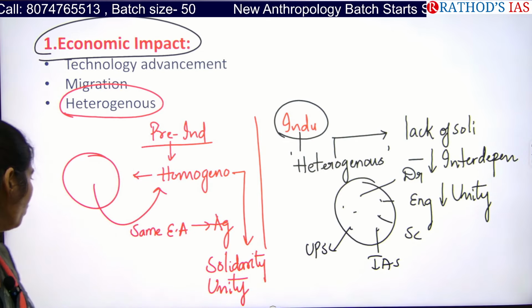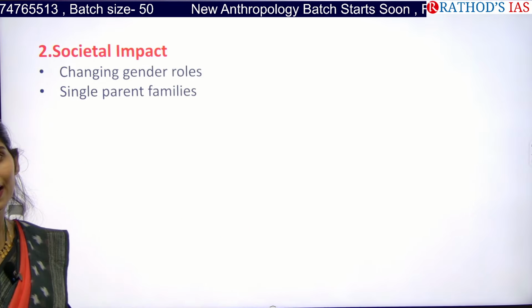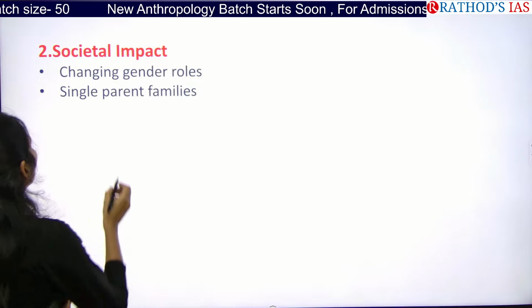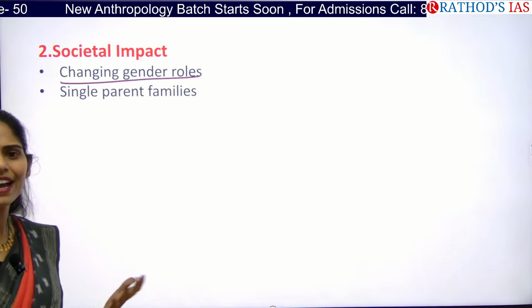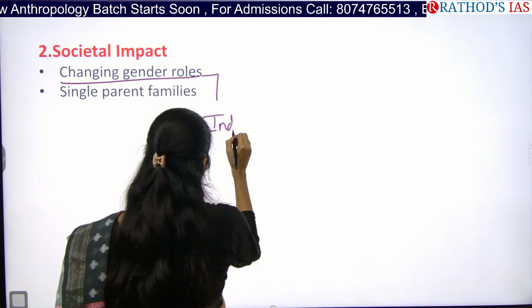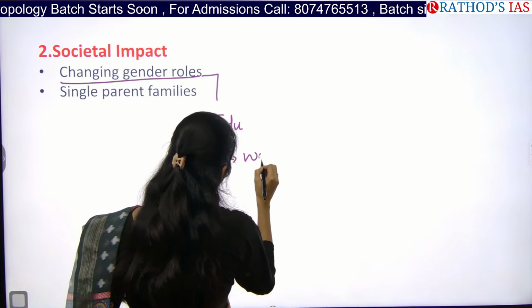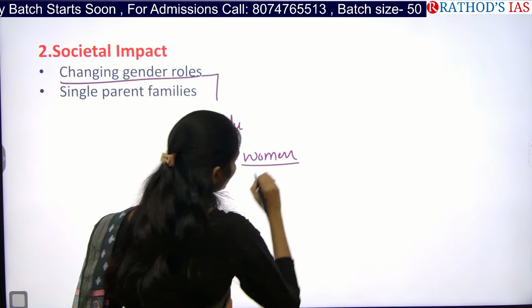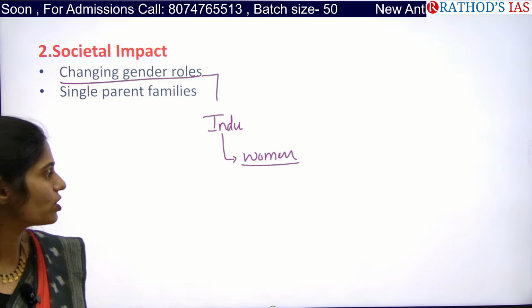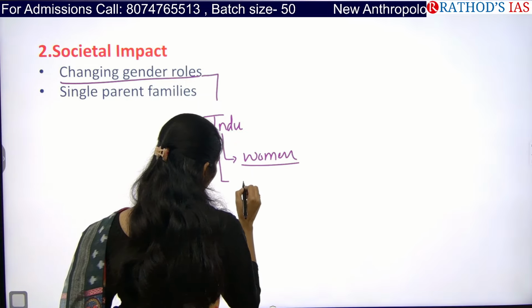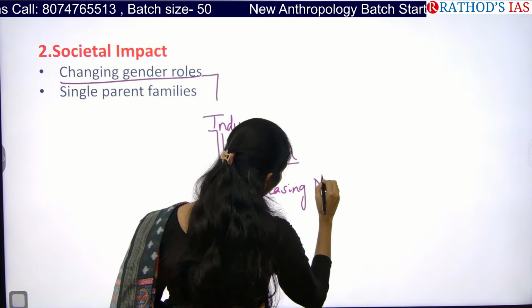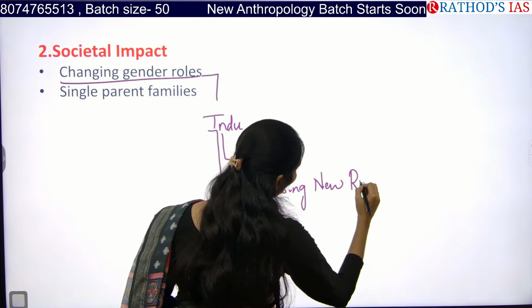Let us move on to the next topic, that is the societal or social impact. So what is happening here? Changing of gender roles. Why is there changing of gender roles? For example, in this industrialized era, even women started working. Yes or no? Women's participation in the labor force is improving. Because of this, what happened? There is increasing of new roles or new professions.